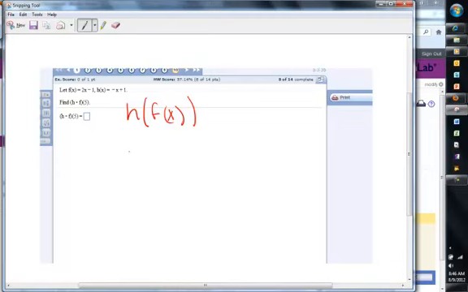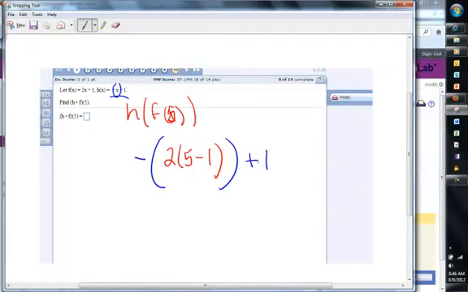Okay, so we find out what, and in this case we're doing of 5. So we're doing f of 5, so 2 times 5 minus 1, and then we're taking that and putting it into this equation, so we're taking the negative of that and adding 1. So I substituted 5 into this equation and got this.